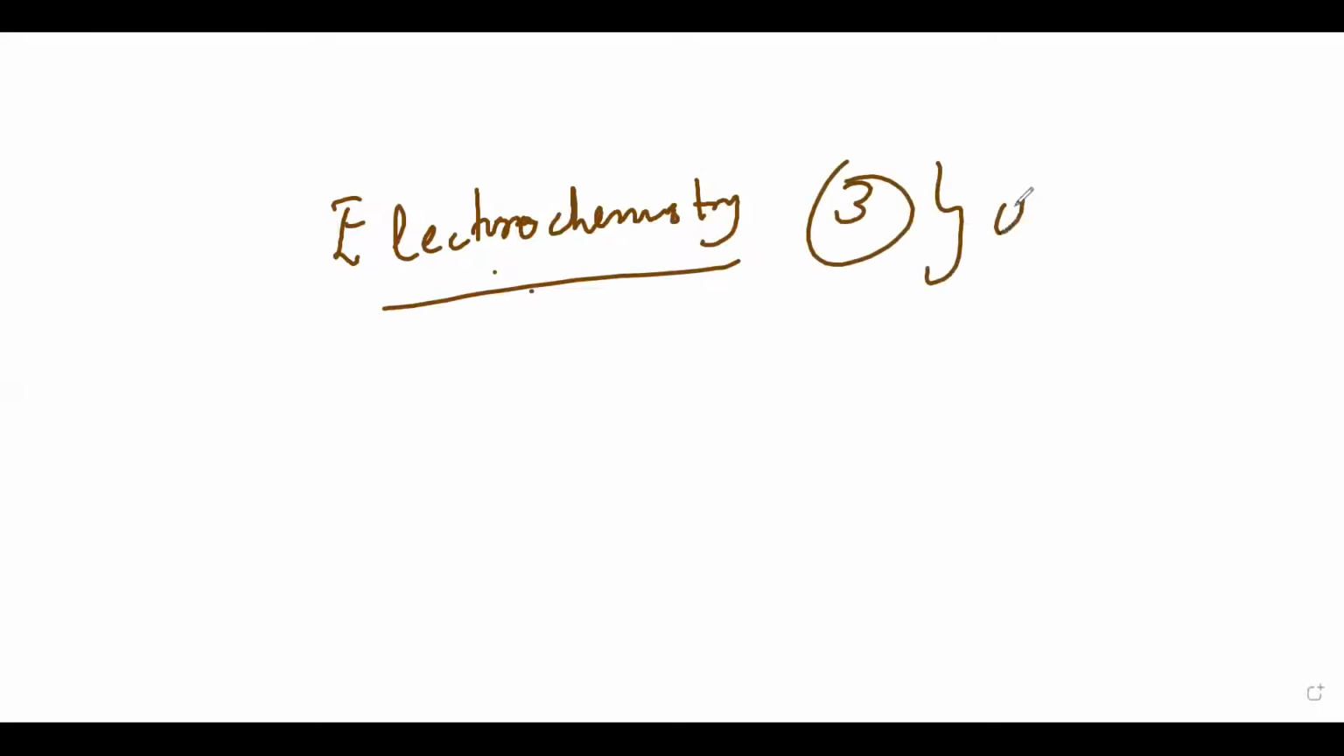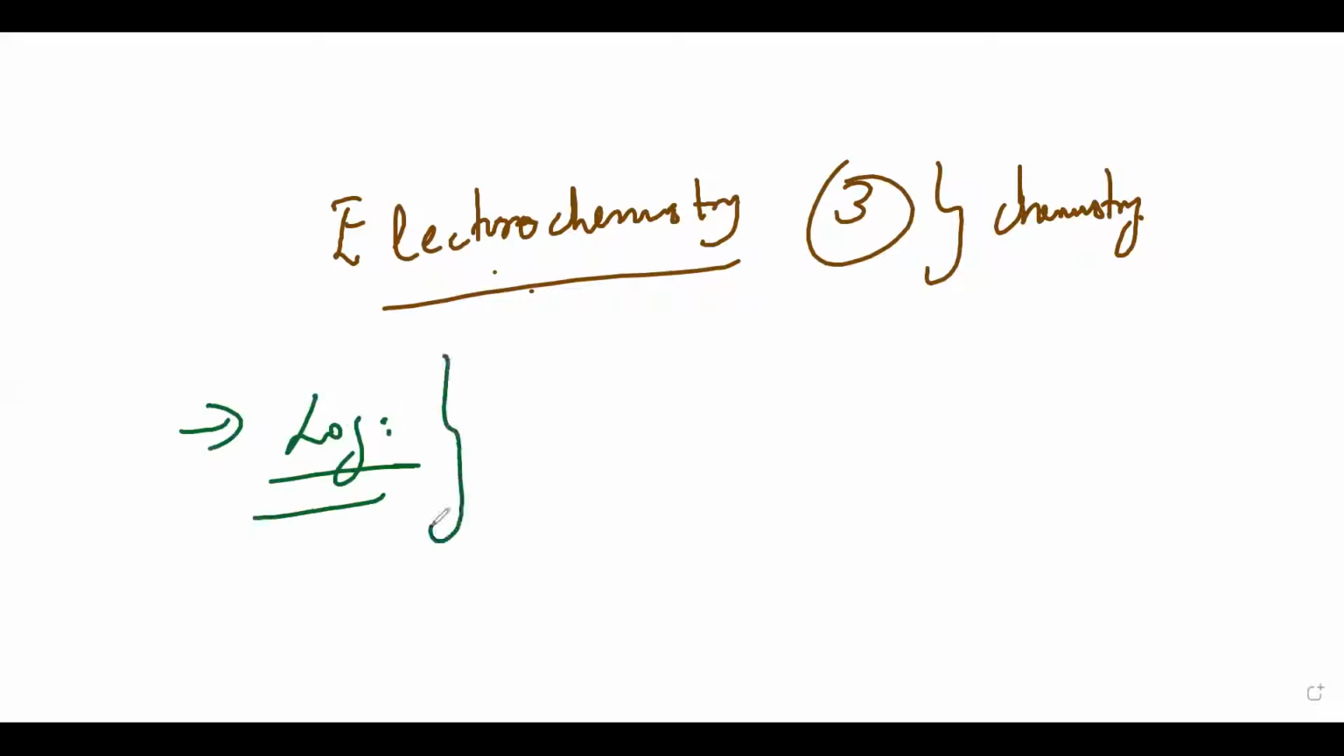Electrochemistry. So this is our chapter number 3 in chemistry. A very easy chapter to get good marks. And more than that, we will have problems based on logarithm. Okay, fine. Logarithm, anti-log. Anti-log you won't have, but you will have problems based on logarithm. But on the overall, it's a very easy chapter to get good marks, correct?